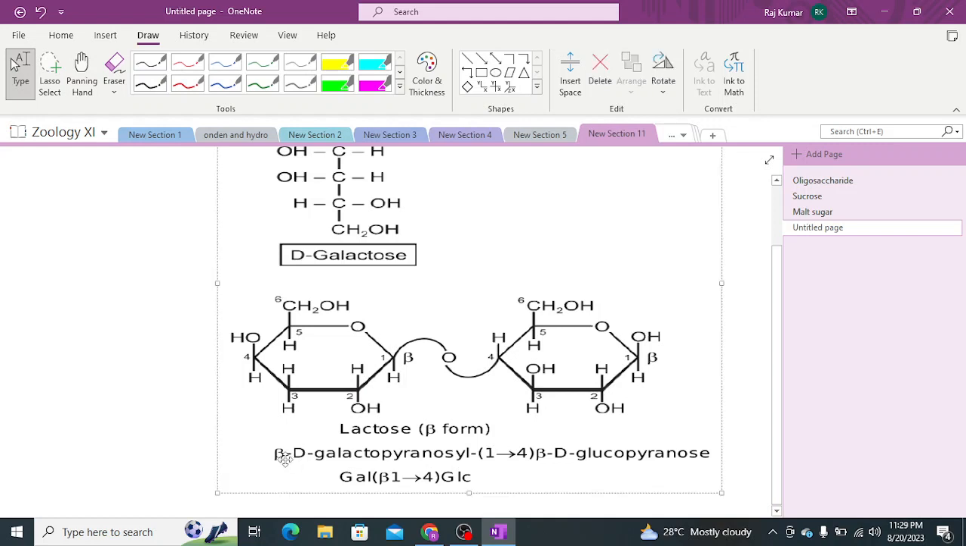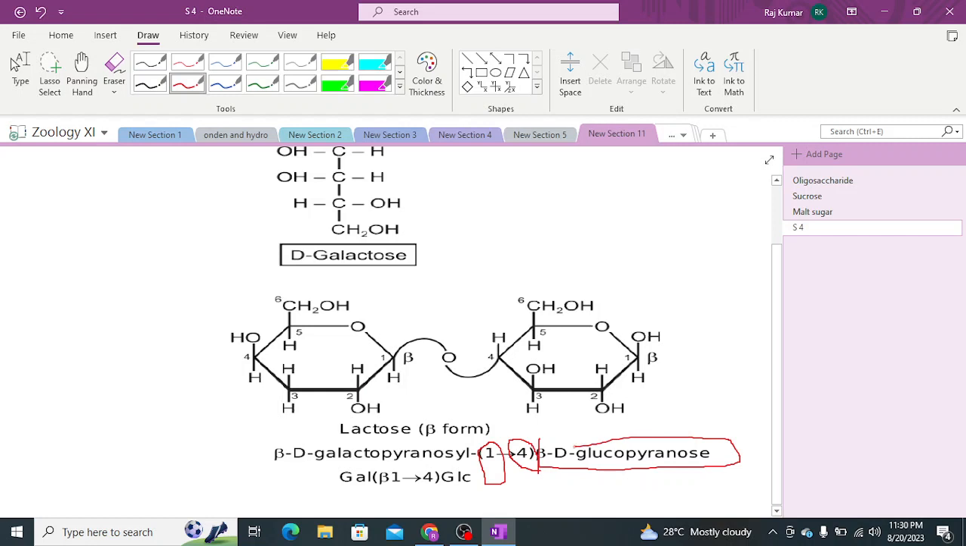This linkage indicates that first we have a beta D galactopyranosyl sugar, which gives a hydroxyl group from its first carbon, and the fourth carbon of beta D glucopyranosyl gives its hydroxyl group, due to which both hydroxyl groups react to liberate a water molecule and collectively form a bond between them, which is known as a glycosidic linkage. We don't need to memorize this, rather we need to go through the concept.